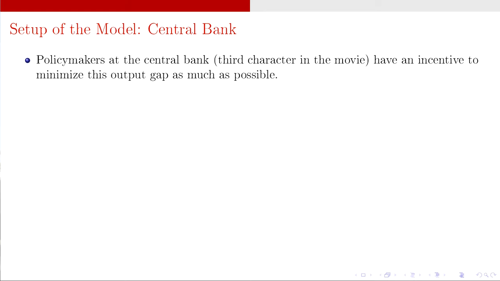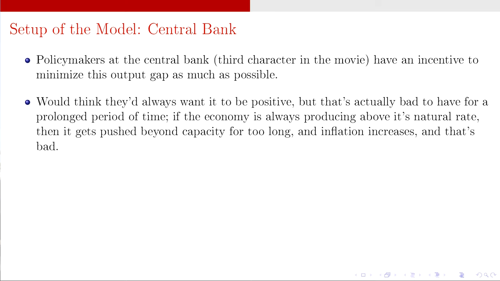So policymakers at the central bank, who are now the third character in this movie, have an incentive to minimize this output gap as much as possible. So you'd think they'd always want it to be positive, but that's actually bad for a prolonged period of time. If the economy is constantly producing above its natural rate, it gets pushed beyond capacity for too long, inflation increases, and that's bad. So what do I mean by it's getting pushed beyond capacity?